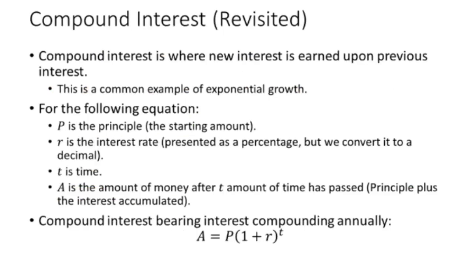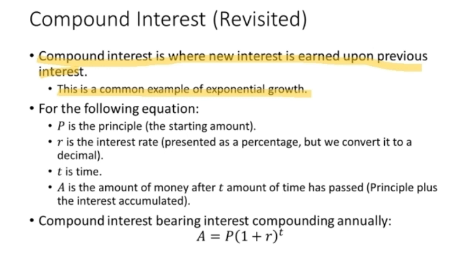Speaking of compound interest, let's revisit what compound interest is, just as a refresher from our previous unit. Compound interest is where new interest is earned upon interest that we've already accumulated. And this is a classic example of exponential growth. Another way to think about exponential growth is whatever we gain through the growth process also accrues additional gains.